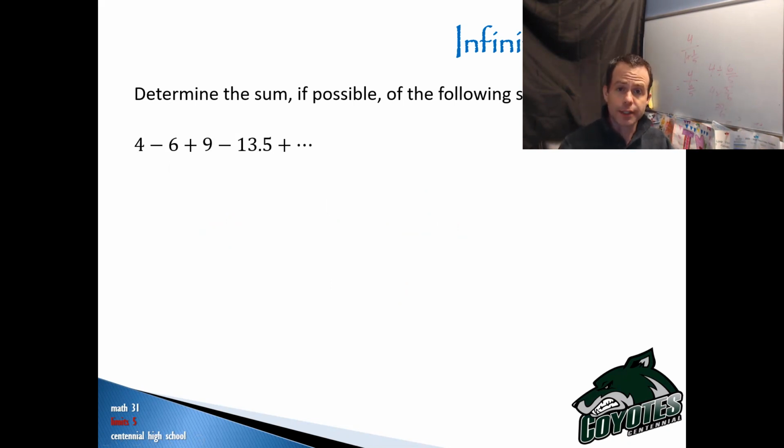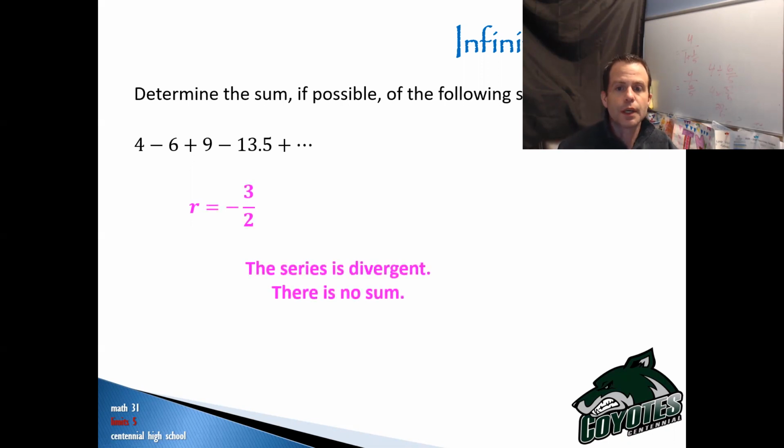But I want you to calculate the r value. It'd be -6 over 4, which would reduce to -3 over 2. Okay, so then you want to conclude the series is divergent and there is no sum. Okay, cool.